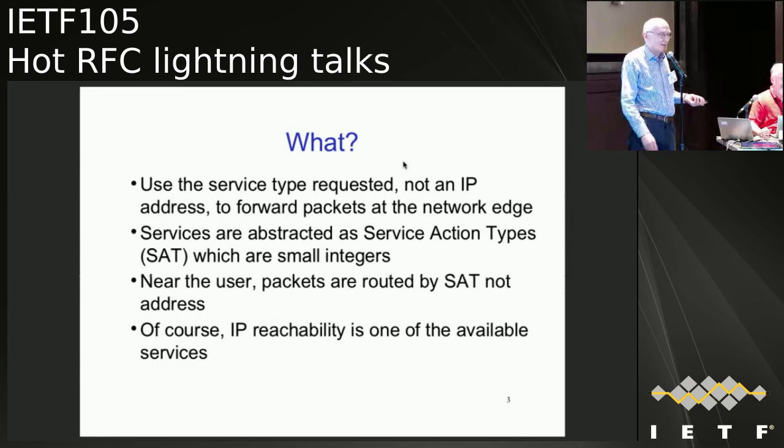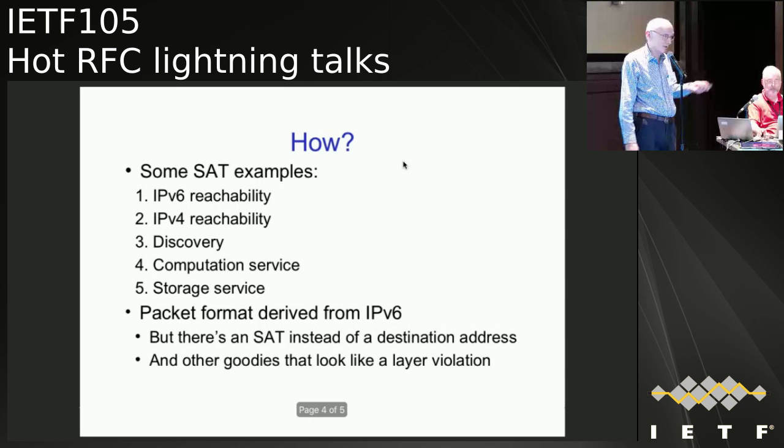So what? Use the service type requested instead of the IP address to forward packets at the network edge. We're not talking about the core of the network. Abstract a service as something called a service action type, which is a small integer, indicating that service is a very generic idea. Near the user, the packets are routed by the service action type and not by the address. And of course, before you ask the obvious question, IP reachability is one of the available services, which is how it turns out to work backwards.